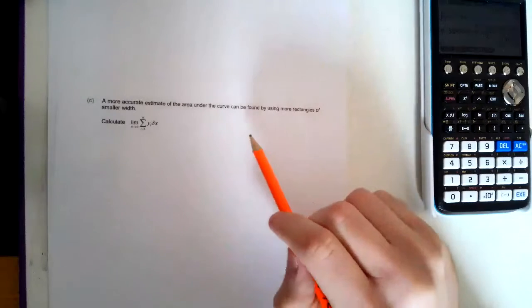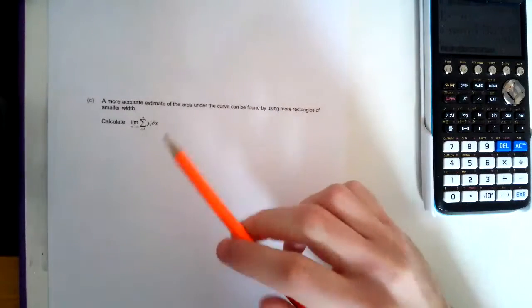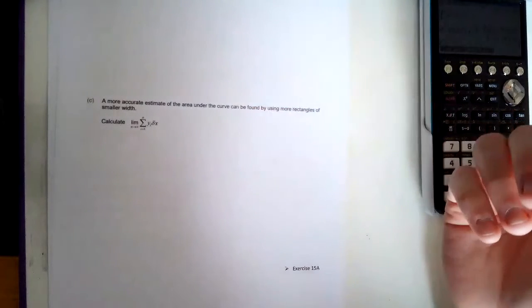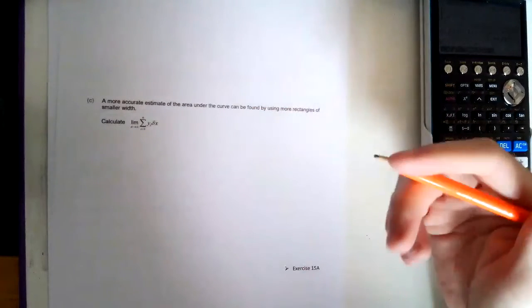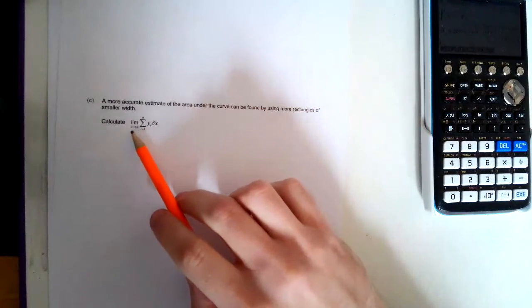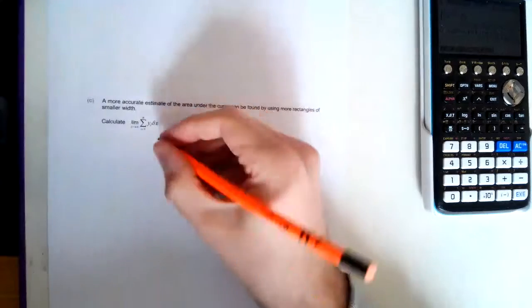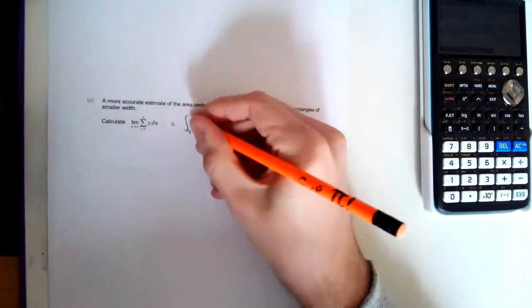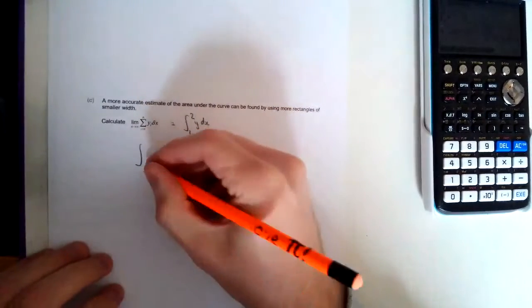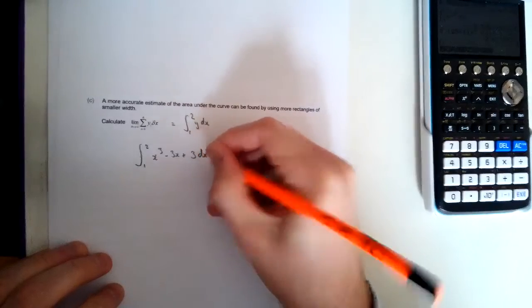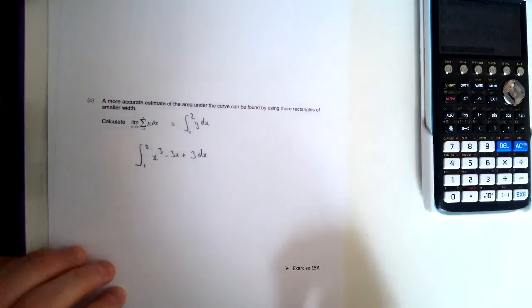It says, a more accurate estimate of the area under the curve can be found using more rectangles of smaller widths. So again, that could be one more question. How could you make your answer more accurate? Well, increase the number of rectangles, which means decrease the value of h, the width of the rectangles. So calculate the limit as n goes to infinity of that. That just means I'm going to integrate y between 1 and 2. So we're going to integrate between 1 and 2 of x cubed, take away 3x plus 3. Remember, if it is infinity, that means it's an integral.